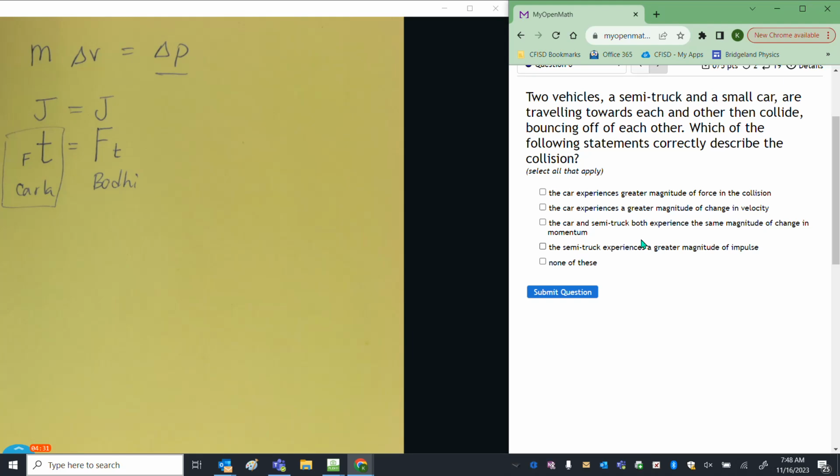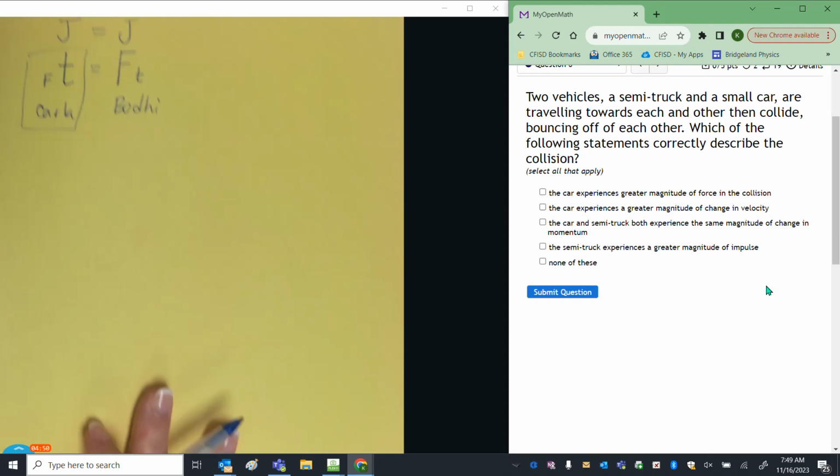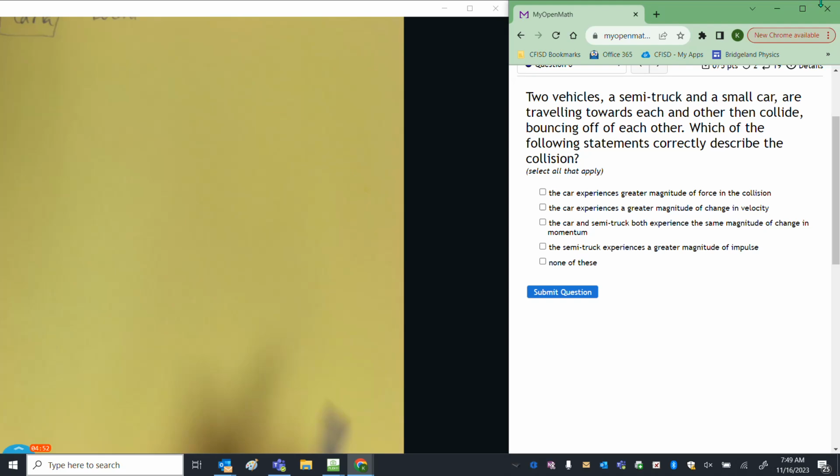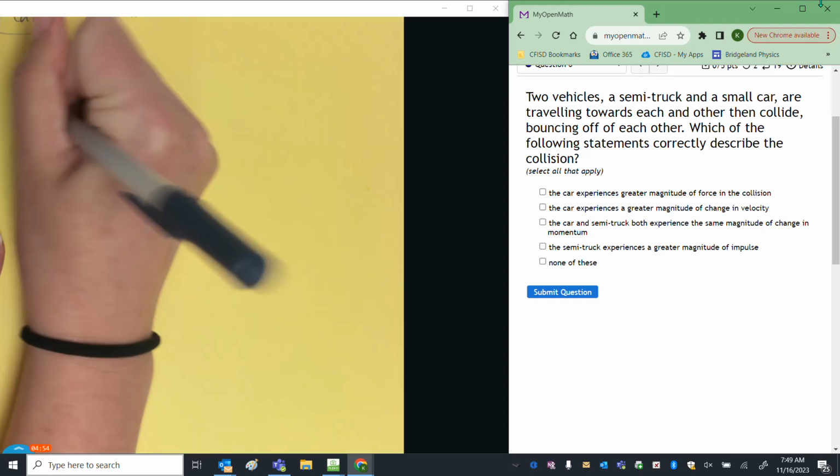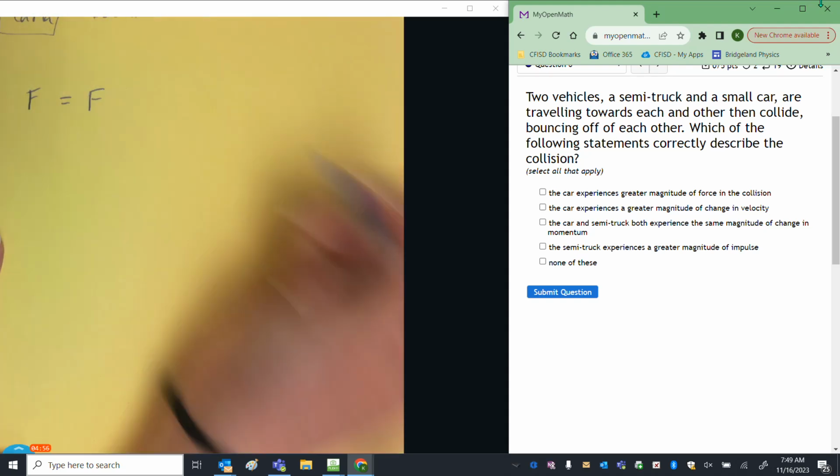So do we have a choice that says forces? No, these are all about impulse. There is force, but it's not greater, so I can't pick that because that's not true. But again, yours might say something different. If you have an option to select that they have equal forces, you should pick it because they do. The forces here are equal. So on this one, you're dealing with a situation in which the force on the car is equal to the force on the truck.